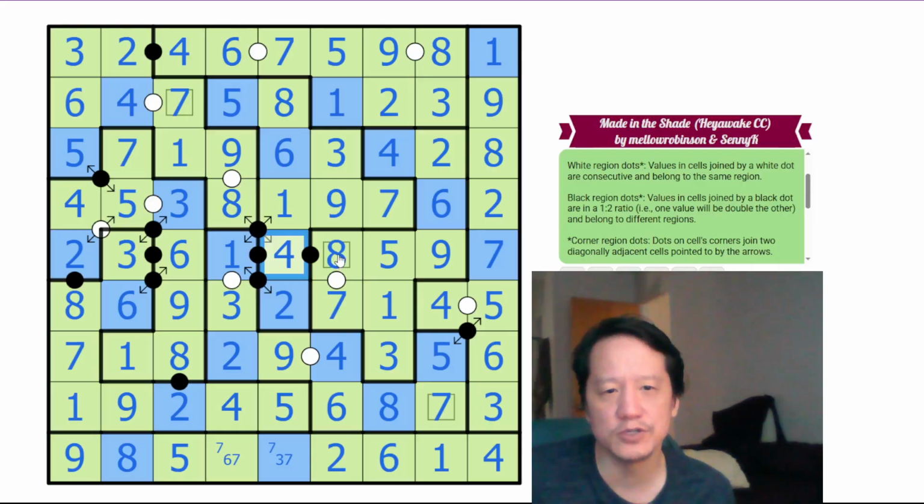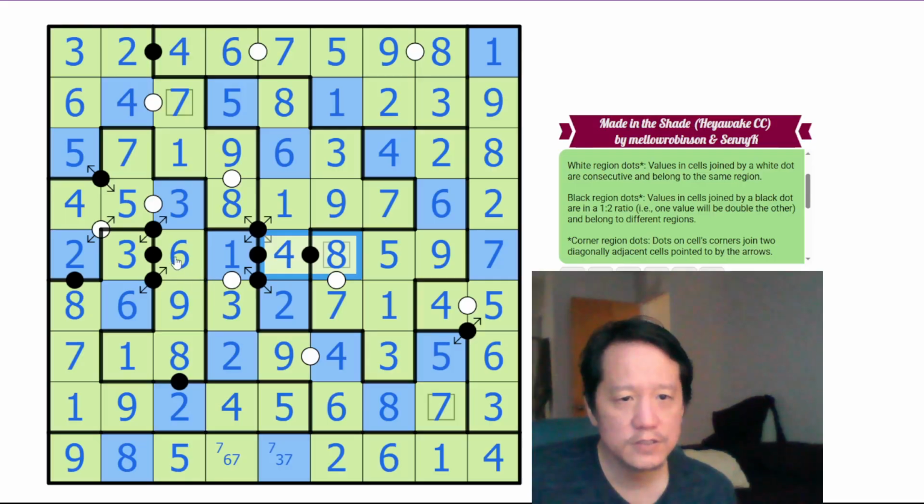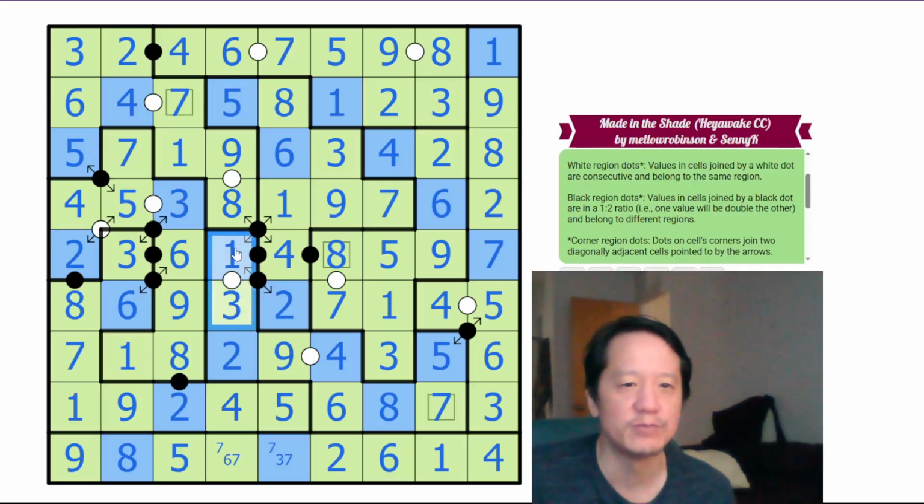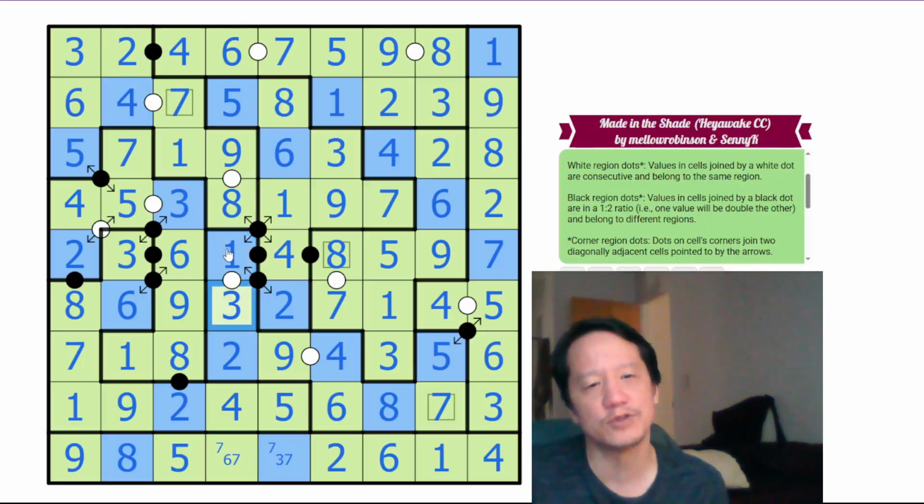4 is in a 1 to 2 ratio with 8, and they are different regions. 2 doubled is 4, which is in a 1 to 2 ratio with 8, and they are different regions. 6 is in a 1 to 2 ratio with 6 doubled, which is 12. They are different regions. Sorry, 1 doubled is consecutive with 3. That's 2 and 3. They are in the same region.